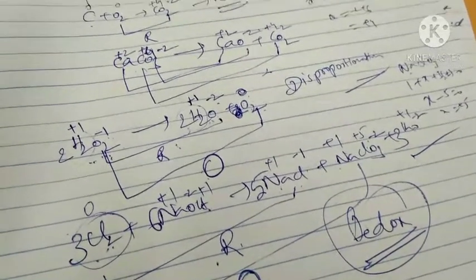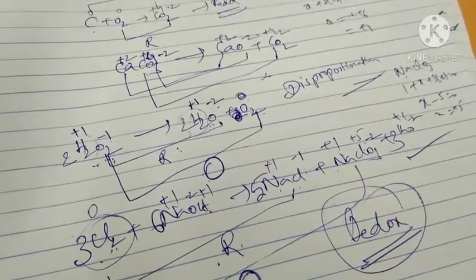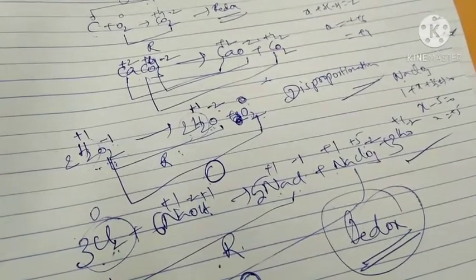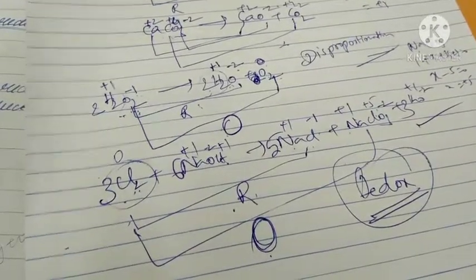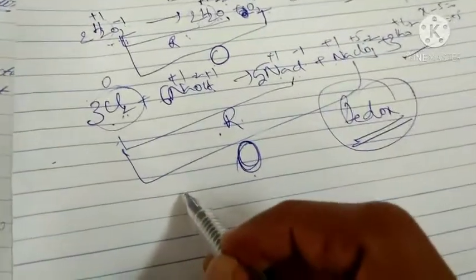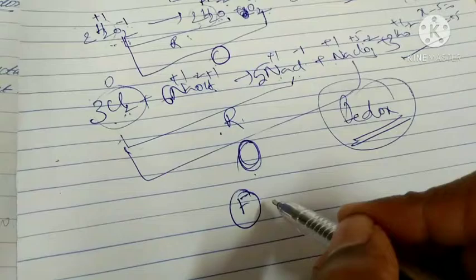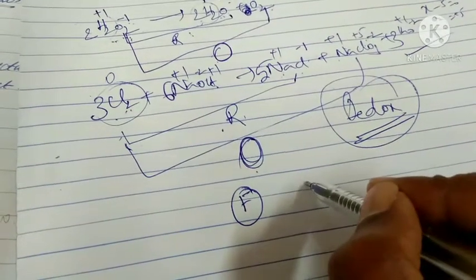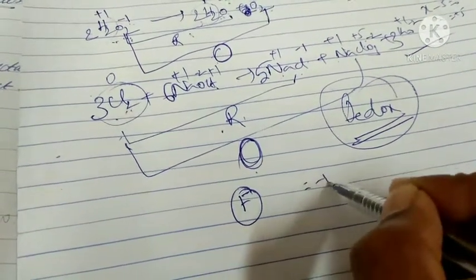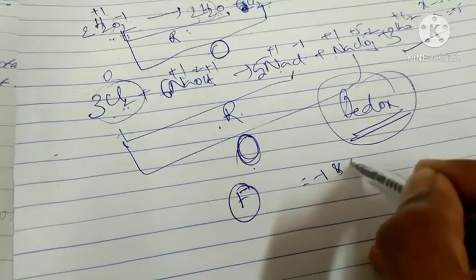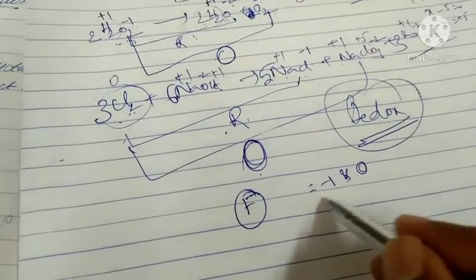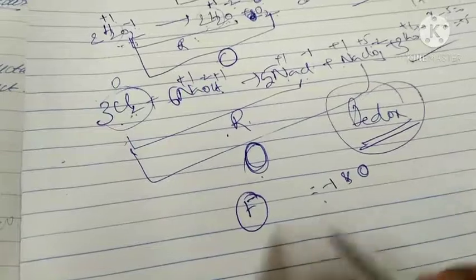So that is about the disproportionation reaction. One more important point regarding this: fluorine. Fluorine exhibits only -1 and 0 oxidation states. It doesn't exhibit oxidation states other than these two.